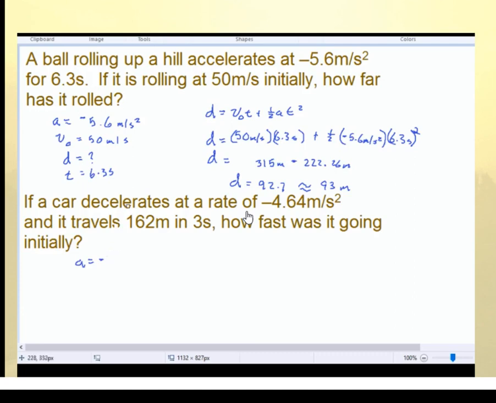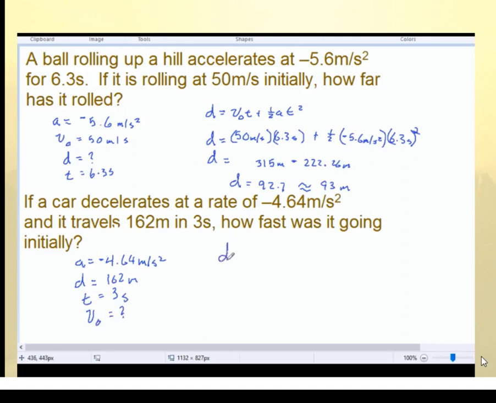Erase that. Grab the pencil again. Negative 4.64 meters per second squared. Our distance, 162 meters. Our time, 3 seconds. How fast was it going initially?